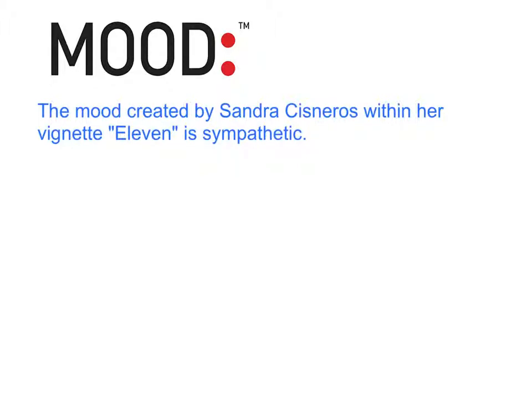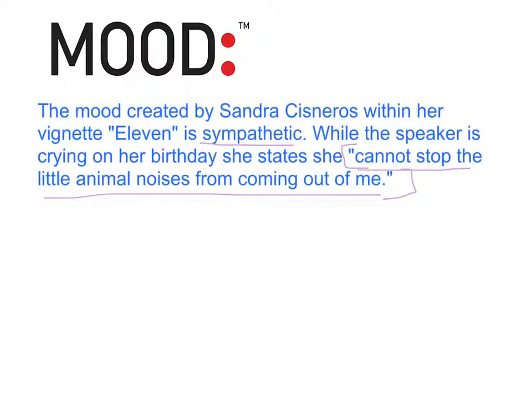Now I know I need to go back into the excerpt and find a direct quote that causes me to feel sympathetic. Again, I must prove that the author's word choice has caused me as the reader to feel sympathetic. I have chosen the direct quote, "Cannot stop the little animal noises from coming out of me." In order to place it within my paragraph, I have to add my own words in front of those sentences to make it into a complete sentence and to help my reader understand the portion of the vignette that I have pulled this out of.